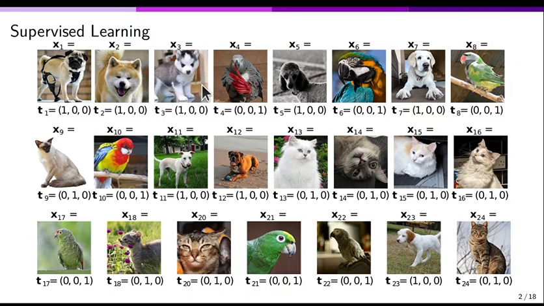So you've got a bunch of images, each one has a category, and I can turn that category into a vector. One category is going to be 001, another category is going to be 100, another category is going to be 010. Those are my three categories, and my inputs are these images.